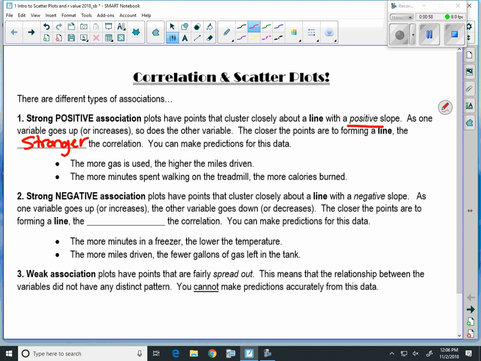The same thing happens with a strong negative association. If it's a strong negative association, what can you tell me about the slope? It's negative, because negative refers to the slope, the same as positive refers to the slope. And again, the closer the points are to forming a line, the stronger their correlation.